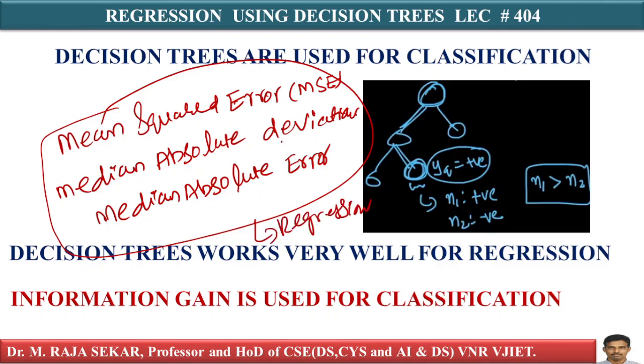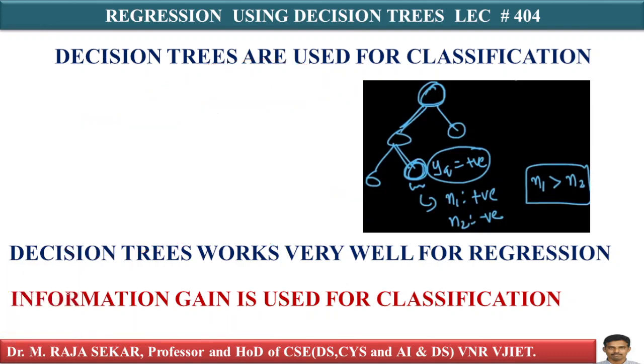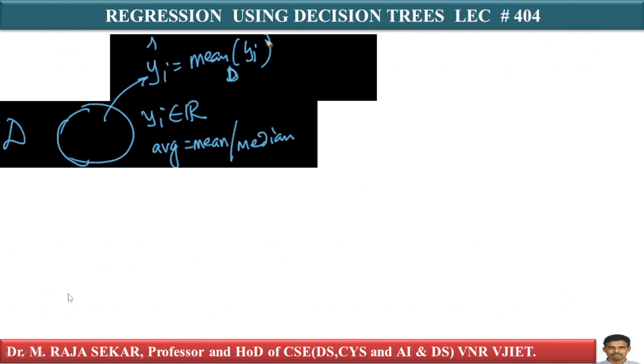In the case of classification, we used information gain. Suppose I have a data set D. For each of the points now, my yi belongs to R. In regression, yi belongs to R.